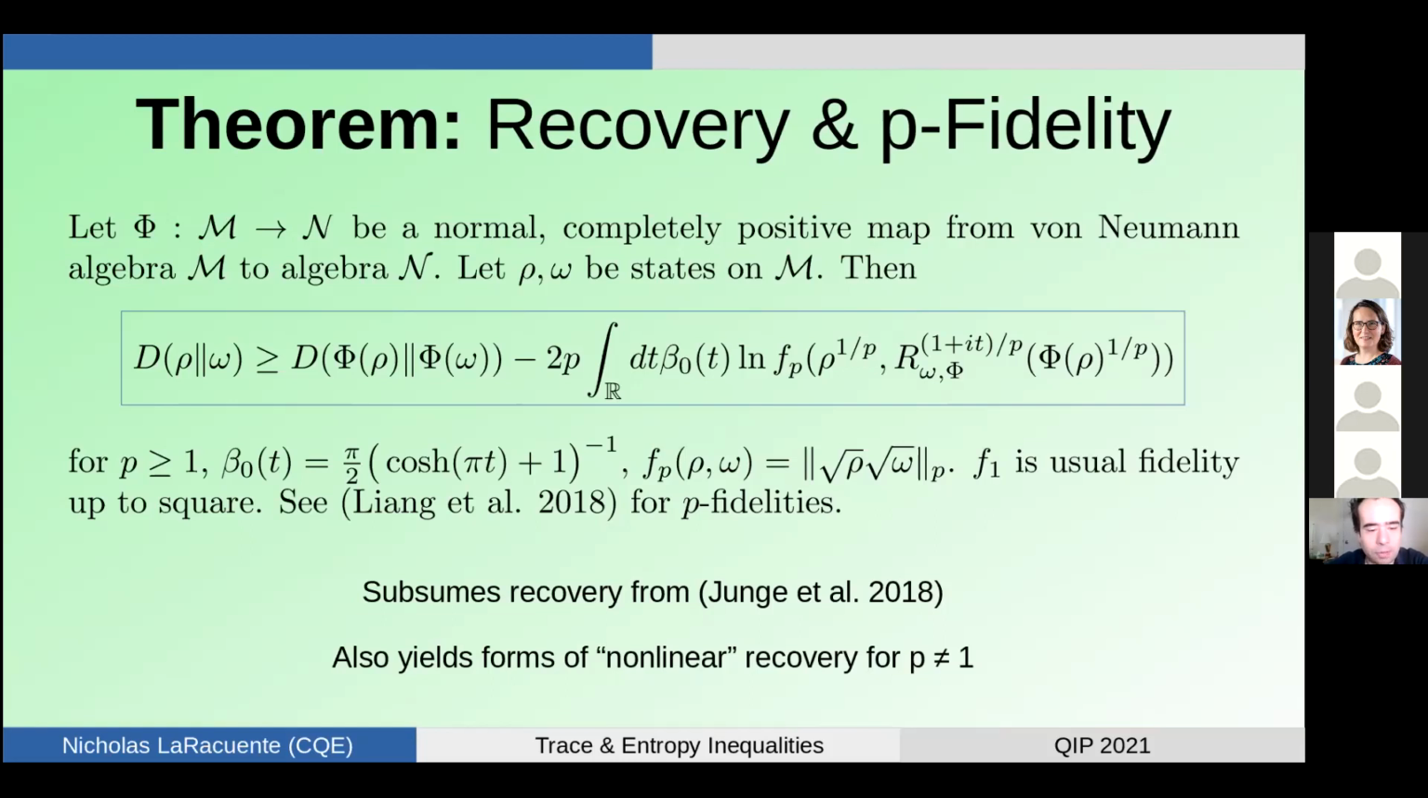This holds in general von Neumann algebras, and it also gives some of what we might think of as nonlinear recoveries when p is not equal to 1, which relate different powers of these densities.